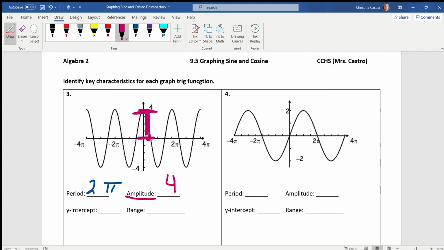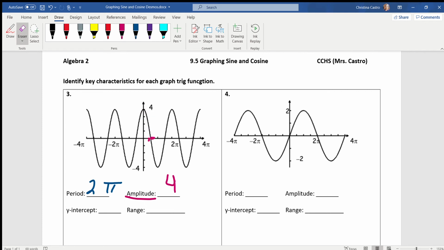By the way, I didn't mention it in the last video, but I should mention it now. Amplitude has to be positive because it's like a distance. So you never say a negative amplitude. You just say my amplitude is 4 or 2 or something like that. So based on this graph here, our amplitude is 4. All right, so let me erase this now.